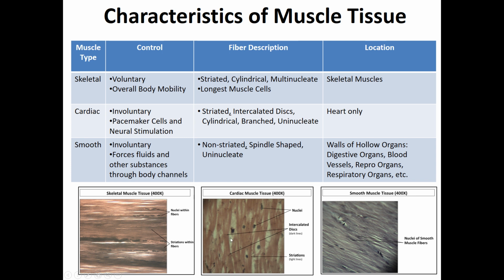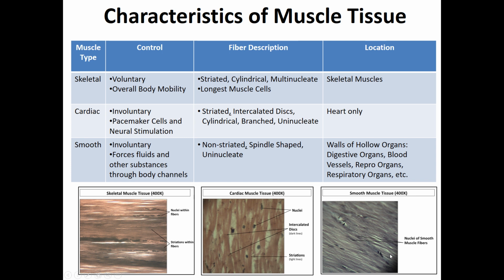But in addition to that, they have what are known as intercalated discs. These look like very dark striations, but really are just the junctions between neighboring cardiac muscle fibers. They are uninucleate, meaning that they have one nucleus per muscle fiber. Cardiac muscle is only found in the heart.